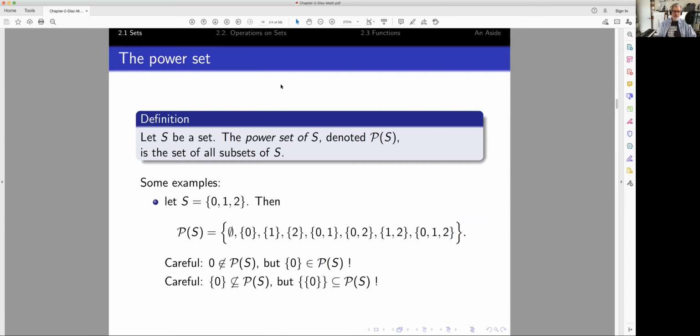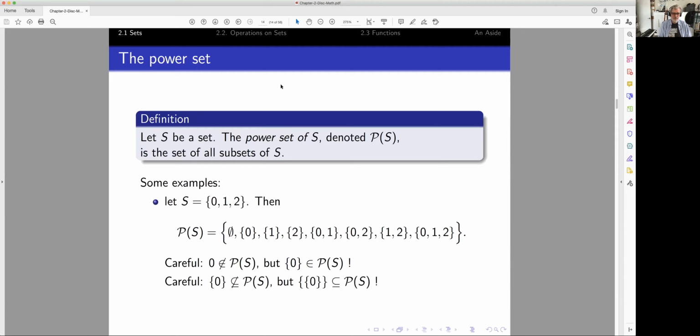If I take a set S, I can create a new set from it called the power set, which is the set of all subsets of S. Okay, so again, I mentioned that sets can have as elements other sets. So here's an example. The power set P of S is the set of all subsets of S. Let's take a look at a simple example.